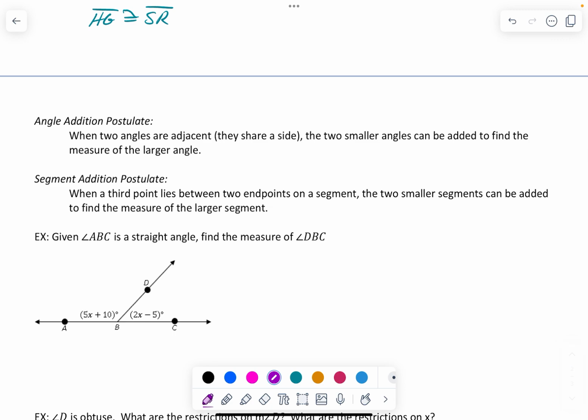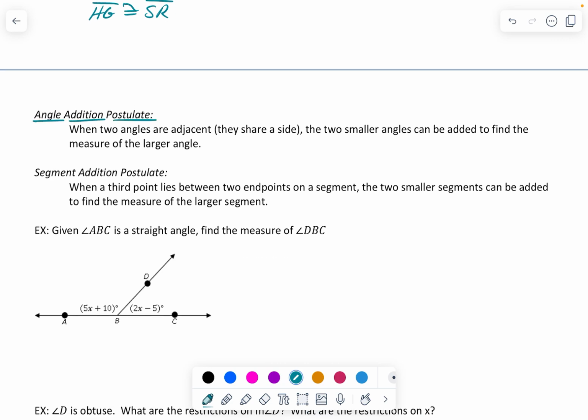Now, because we can measure angles and segments, we can add them together. So the angle addition postulate: if two angles are adjacent, in other words, they share a side, they're right next to each other, the two smaller angles can be added to find the measure of the larger one. So an example of this could look something like this. Let's do this, and we'll call this A, B, C, D.